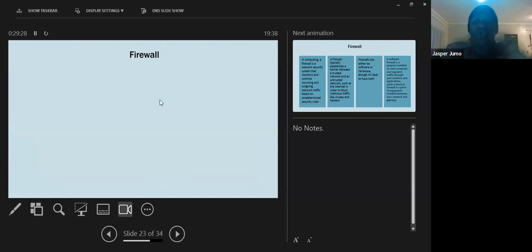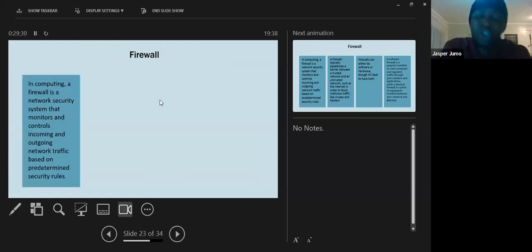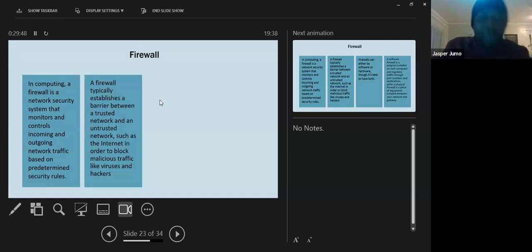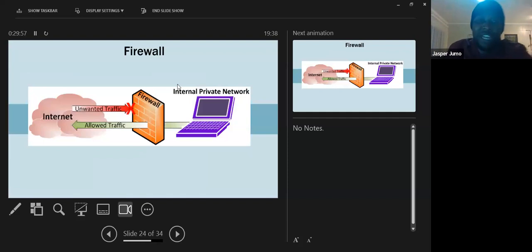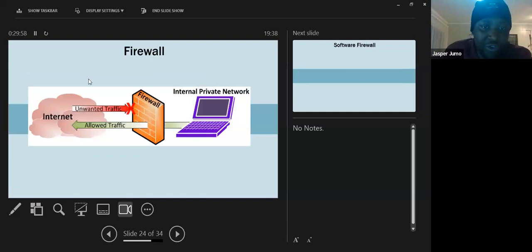Now let's look at another tool that is used to mitigate these threats. There's what we call a firewall. A firewall, generally, is a network security system that monitors and controls incoming and outgoing network traffic based on certain security rules. So basically what it does is put a barrier between the incoming and outgoing network. Let me explain this using this video here.